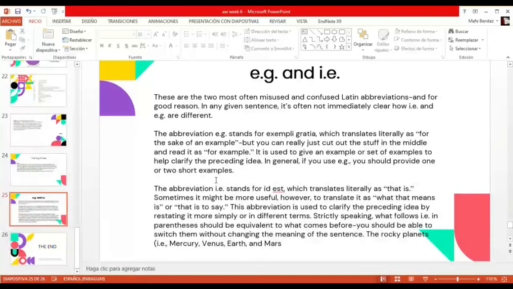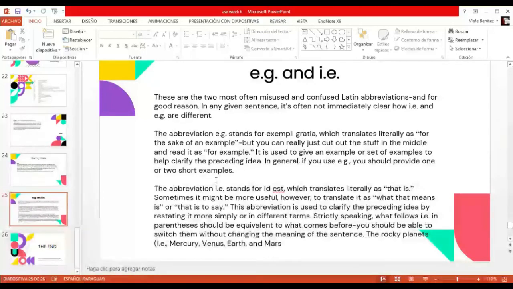The abbreviation e.g. stands for exempli gratia, which translates literally as for the sake of an example. But you can really just cut out the stuff in the middle and read it as for example. It is used to give an example or set of examples to help clarify the preceding idea. In general, if you use e.g., you should provide one or two short examples.